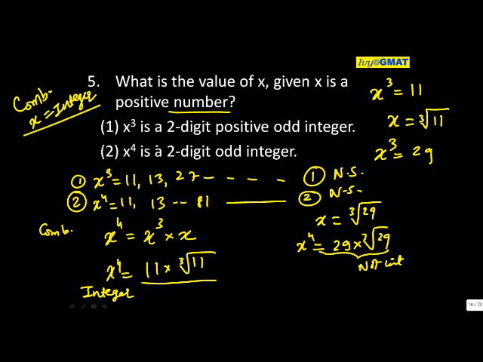And if x is an integer, what should x be? X is equal to which number then? If x cube is a 2-digit positive odd integer, how many numbers are like that? Only 3. So x is equal to 3. And from the second statement also I will get x is equal to 3. So overall, what should be my answer then? C or E? C. Finally, I am getting only one value of x. That's C.